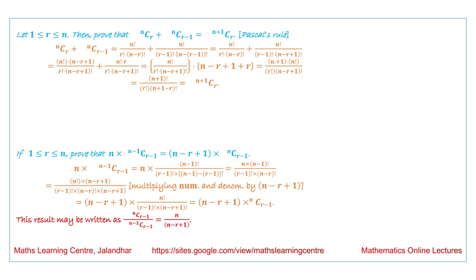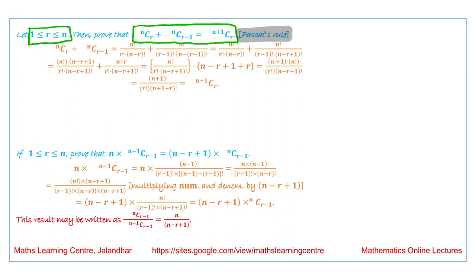Next, let 1 be less than or equal to r less than or equal to n. We are talking about this condition. We have to prove that nCr plus nC(r minus 1) is equal to (n plus 1)Cr, and this is called Pascal's rule.